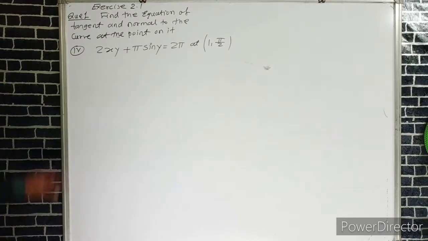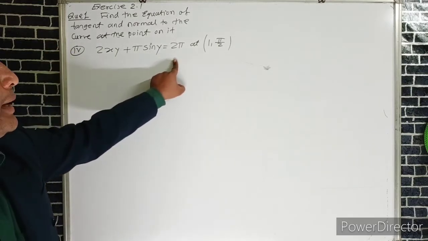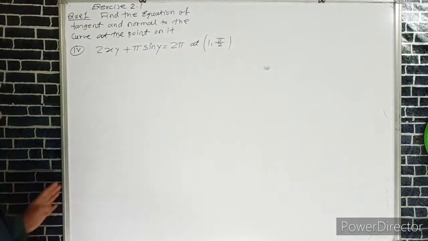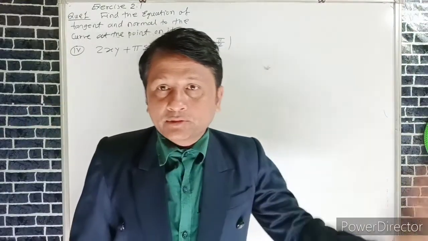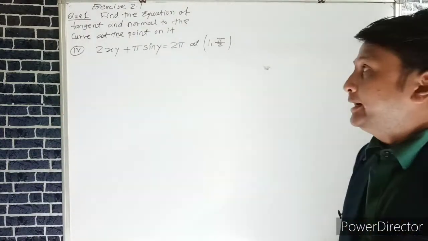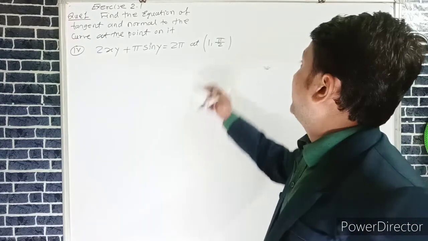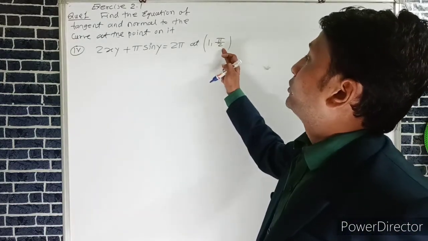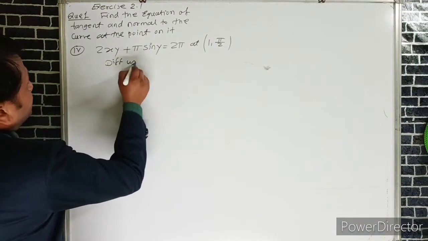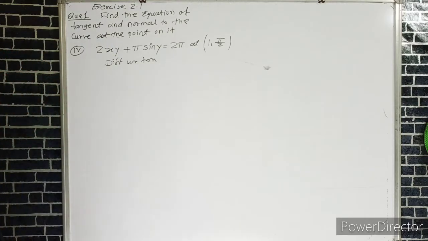So example number 4, which is 2xy plus pi sin y is equal to 2 pi, at (1, pi by 2). Again here we have to find the equation of tangent and the equation of normal. For that, first we have to find the slope of tangent. It means dy by dx at (1, pi by 2). So first we differentiate the given function with respect to x. Then we get dy by dx at (1, pi by 2), meaning the slope of the tangent.